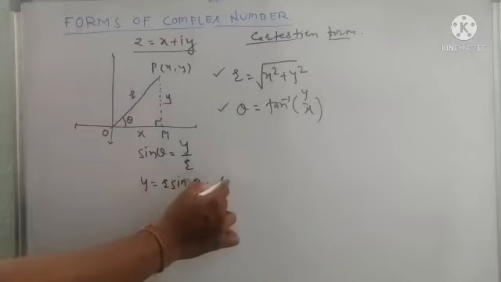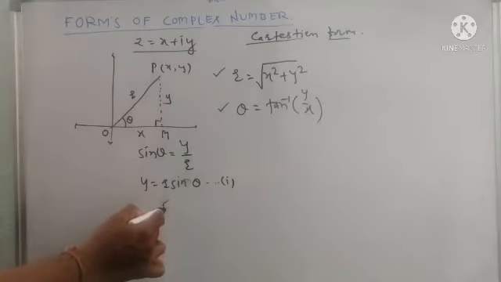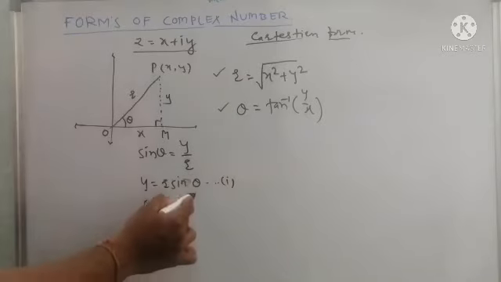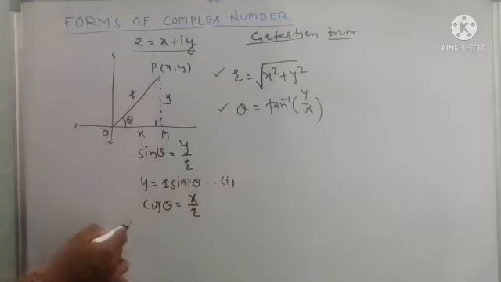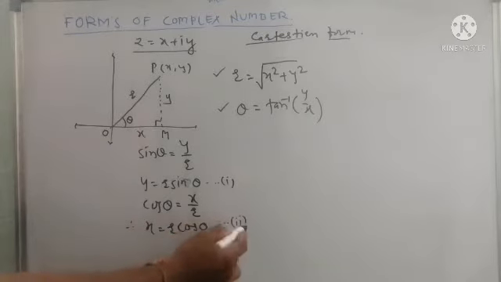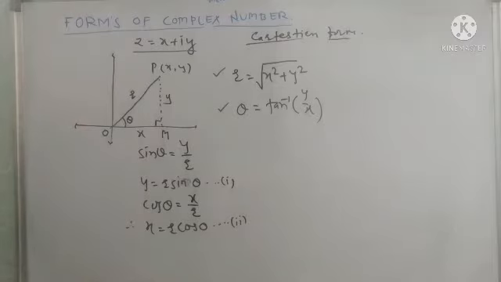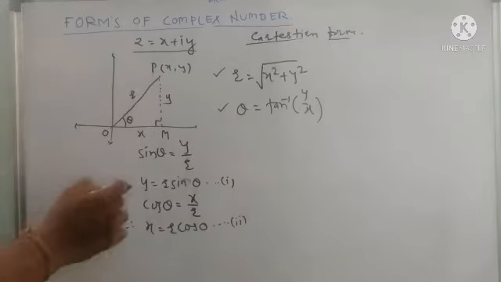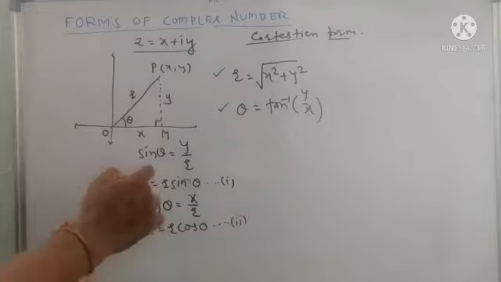I put this as number 1. Similarly, theta has a cos ratio as adjacent side x divided by hypotenuse r. Therefore, x is equal to r into cos of theta. Put this as number 2. Now, here we have defined x in terms of r and theta, that is, in terms of the modulus and argument of z. Similarly, you can define y in terms of r and theta.